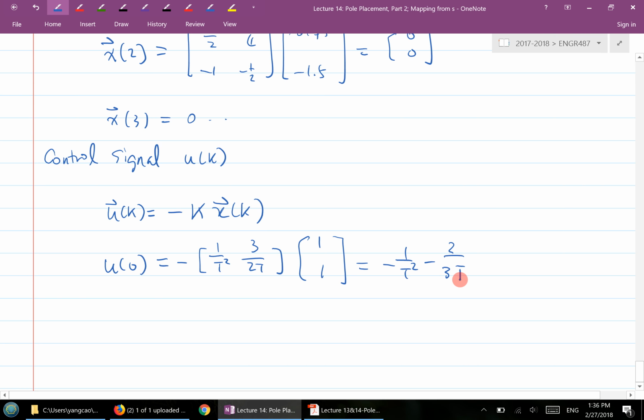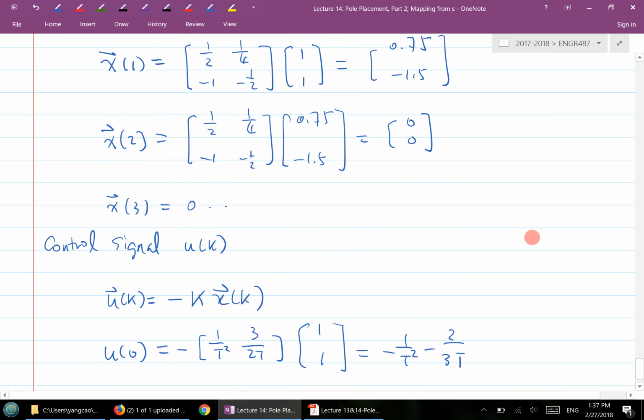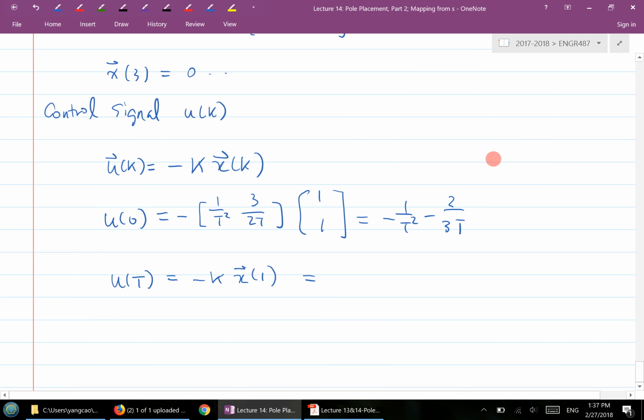So we're really looking into the details. And what about the second moment here? This is basically u of 1, same thing, negative k times x of 1. If you plug in the x of 1 here, you should get 1 over t squared plus 1 over 2t. In this case I'm using a general expression here.